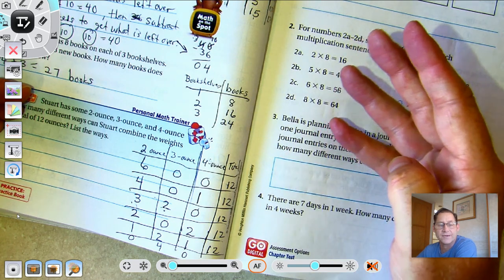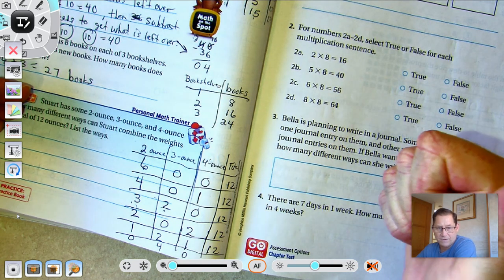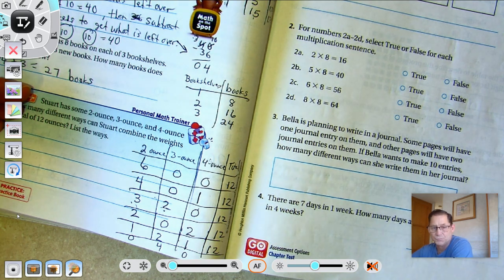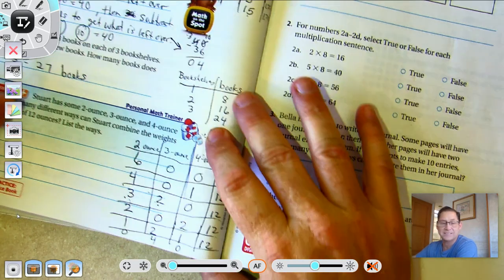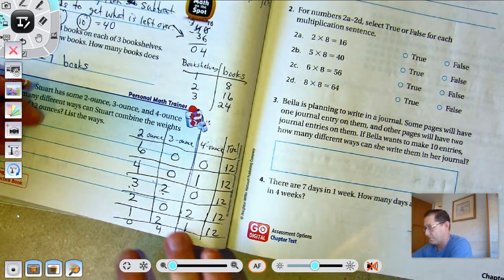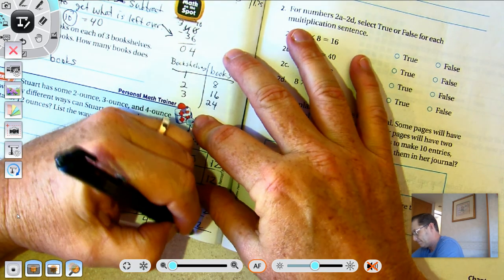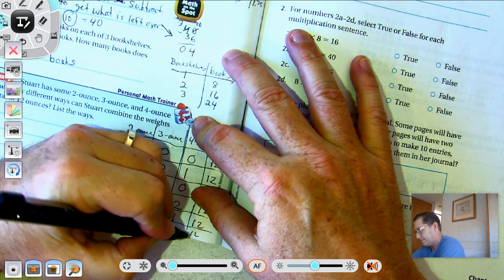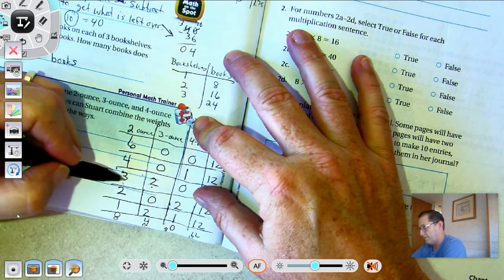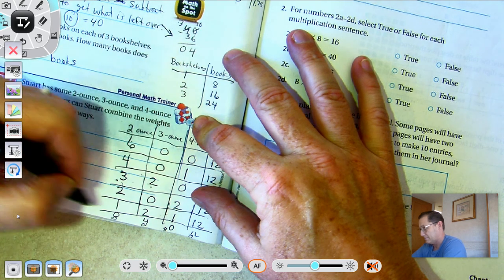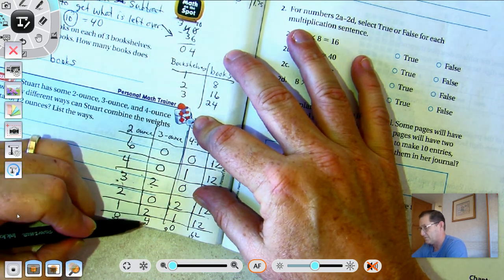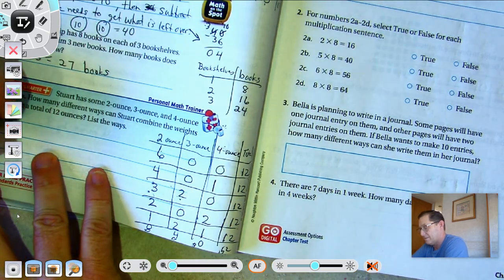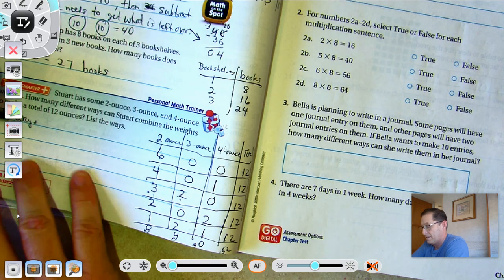How about 1 with 3? If I had 1 3-ounce weight, I would still need 9 more. There's no way to make 9 out of 4 and 2. Okay, how about just sets of 4? Yeah, 4 times 3. So our last one would be 0 0 3. So 1, 2, 3, 4, 5, 6, 7. So this bottom one is 0 2-ounces, 0 3-ounces, and 3 4-ounces. So 7 ways.